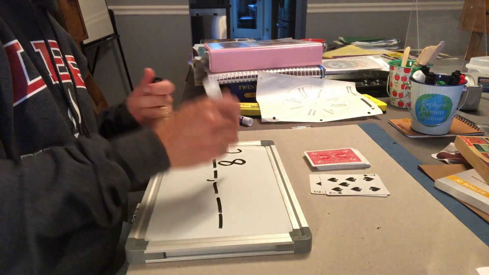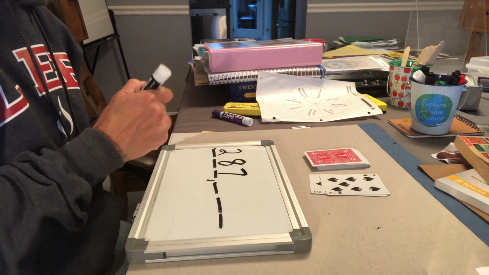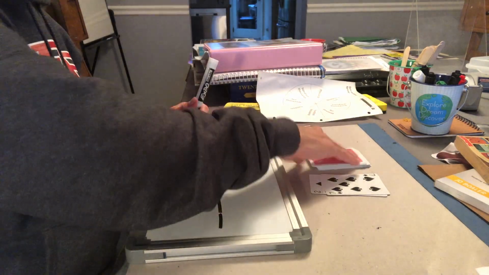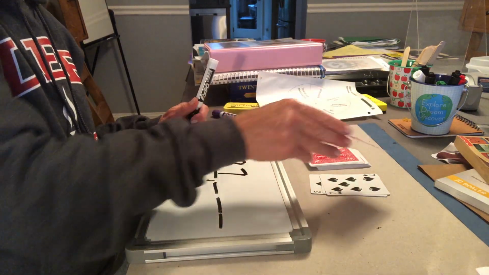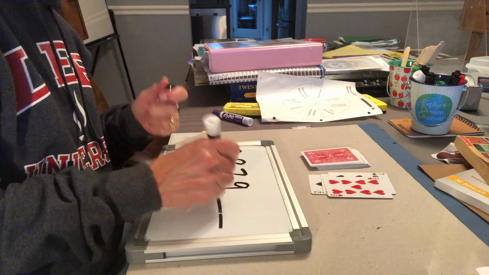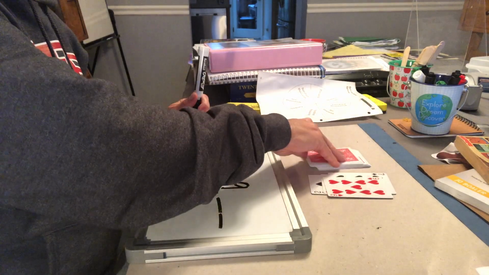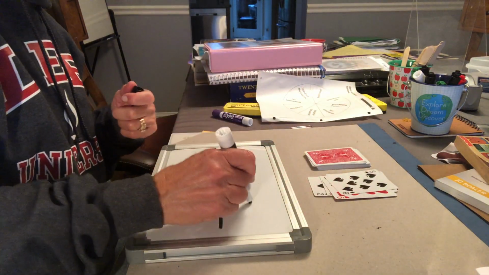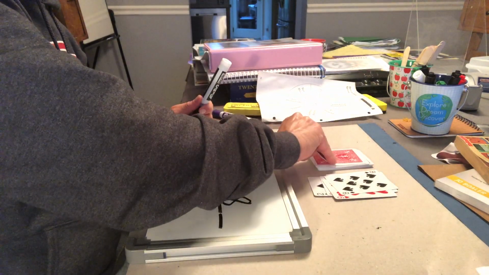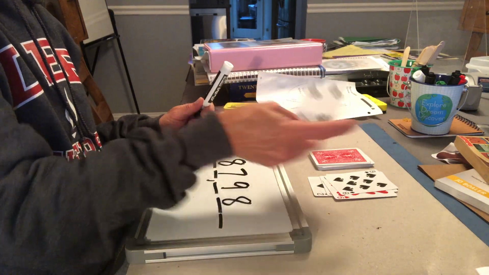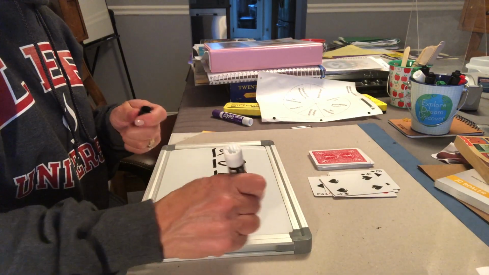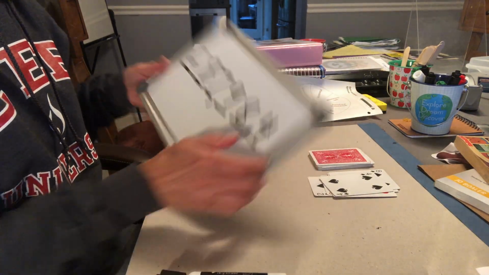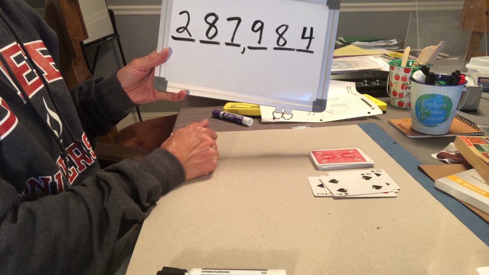A 7. I write that in the thousands place. My partner takes a card, writes it in the thousands. I get a 9. Write it in the hundreds place. My partner draws a card, writes it in his or her hundreds place. 8. Put that in the tens place. And lastly, we each choose a card to go in the ones place. Practice reading your number aloud. 287,984. You can set your cards aside.